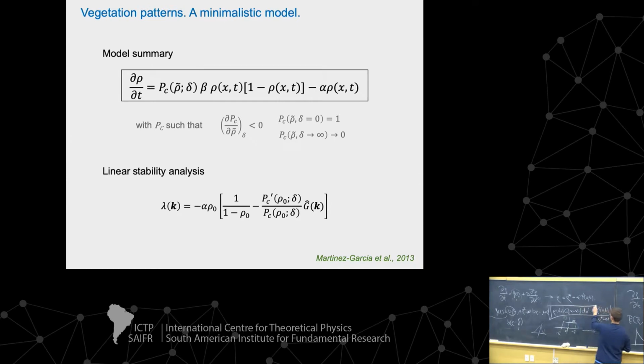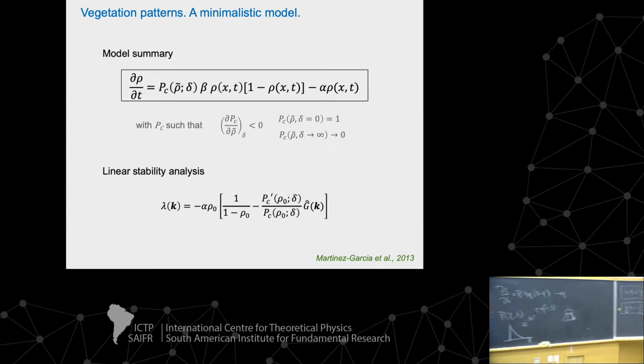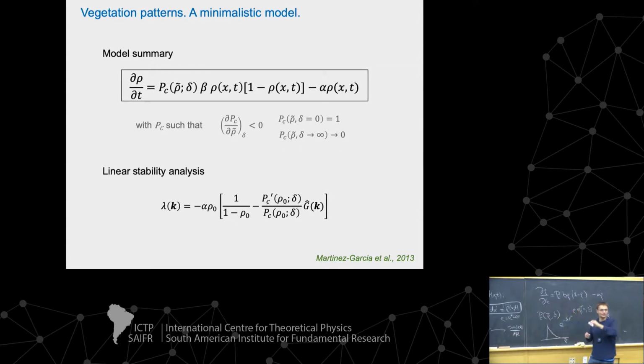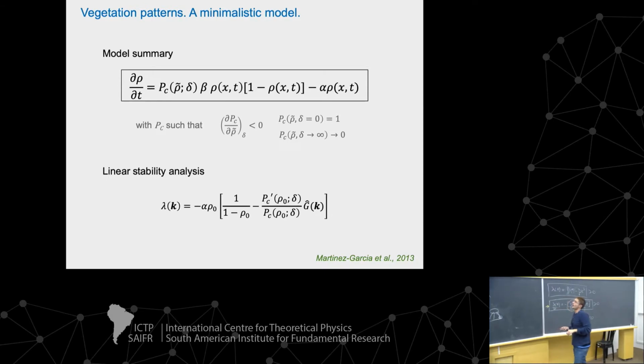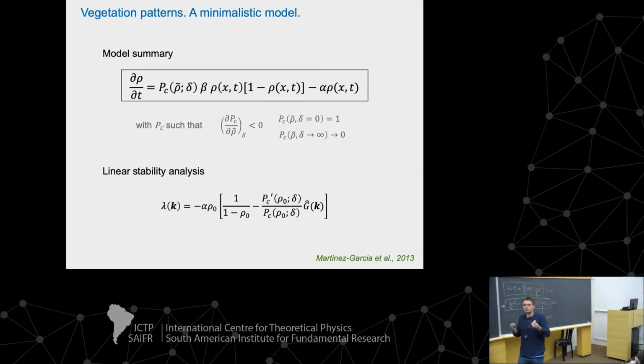This is the non-local term without any of this. It's just the average density. And we have this lambda of k, and in principle, we can do the same as we did before.